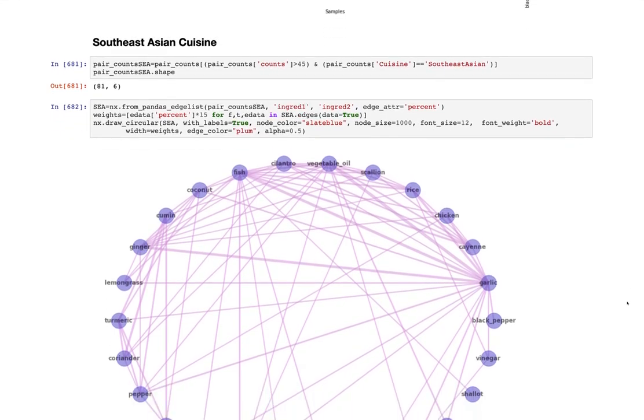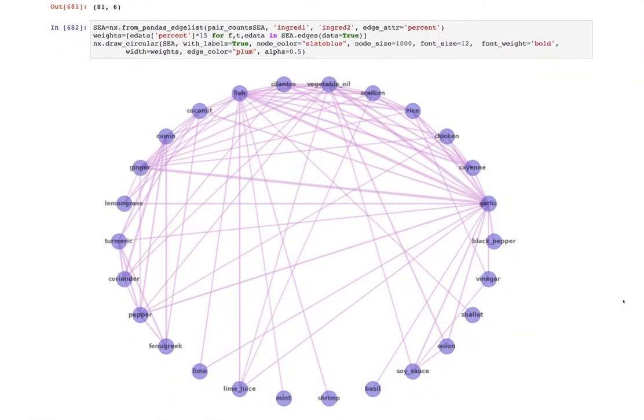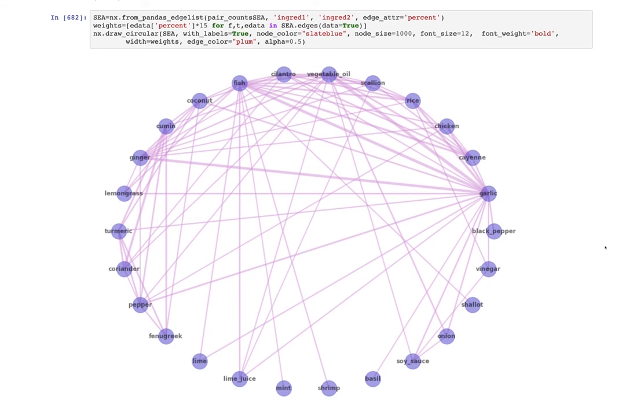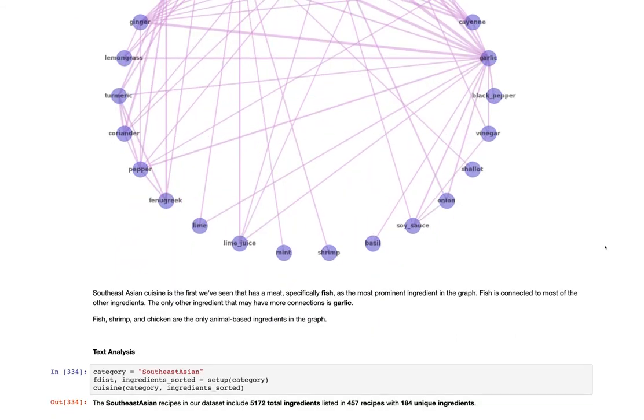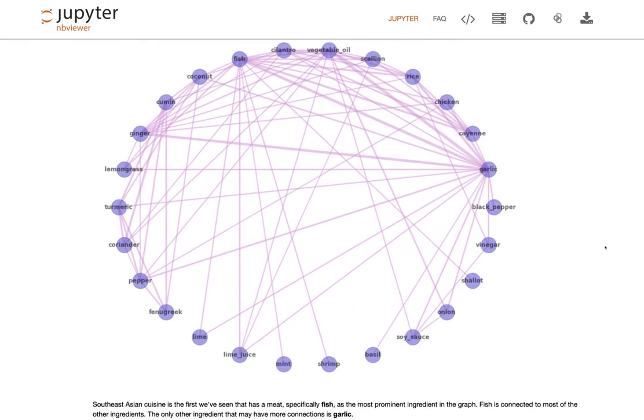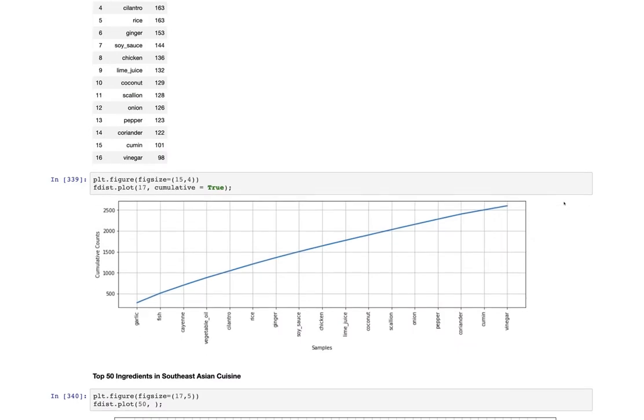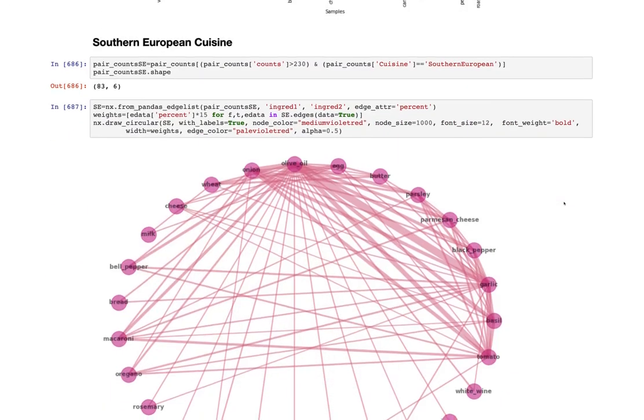Southeast Asian was interesting too, because there are no really thick heavy edges between the ingredients in this one, so there's more variety, I guess. And here, let's see, what did we have here? Fish. Yeah, fish was the big one in here, which is connected to almost everything else. The only one that maybe has more connections is garlic.